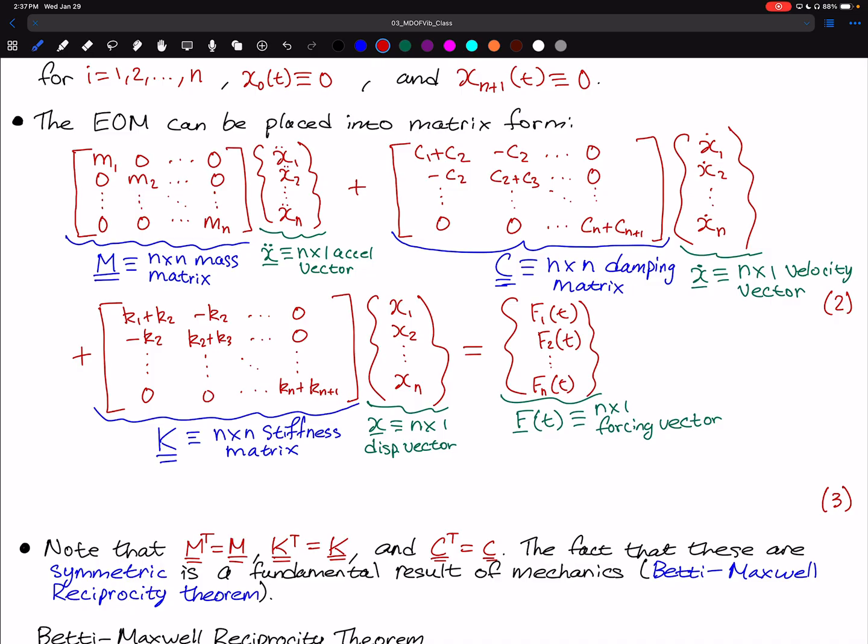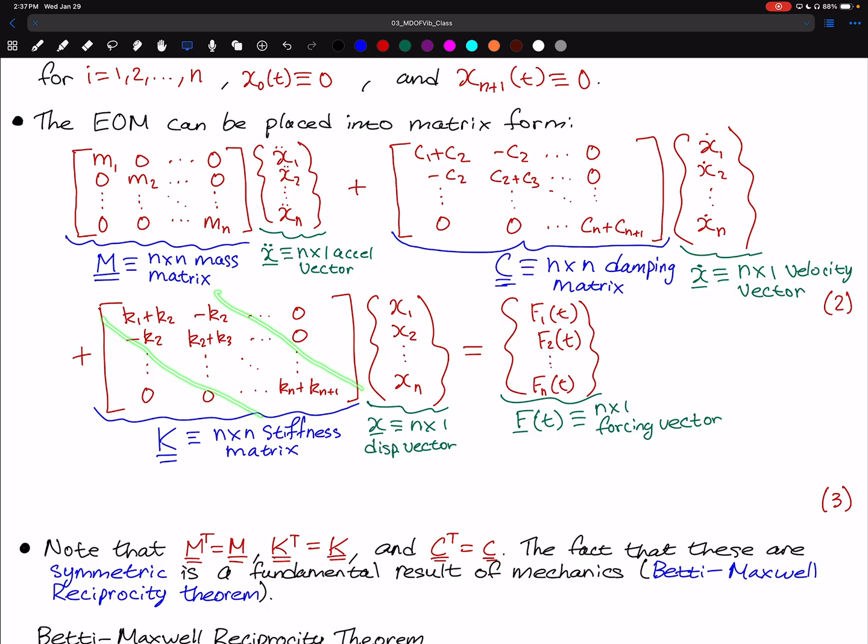So as for the system we've defined here, we end up with a diagonal mass matrix and then a banded damping and stiffness matrix, meaning that the stiffness matrix really lives in this band. And a similar thing for the damping matrix.